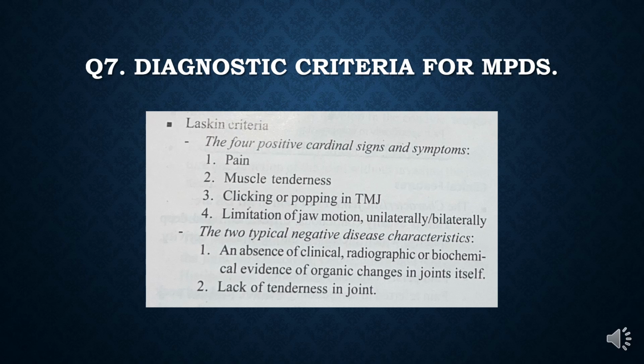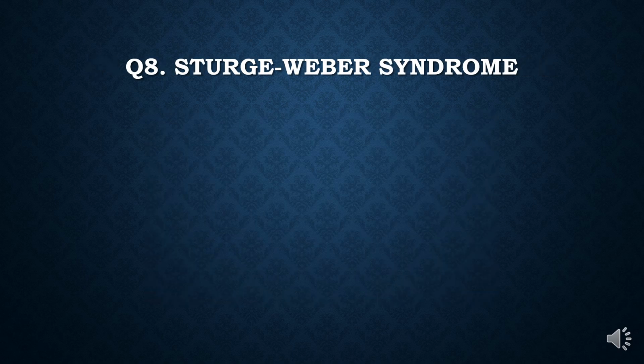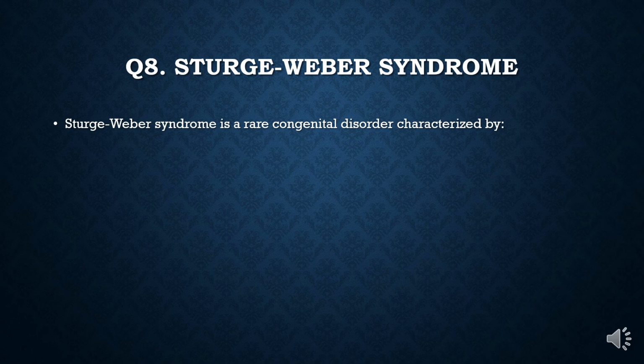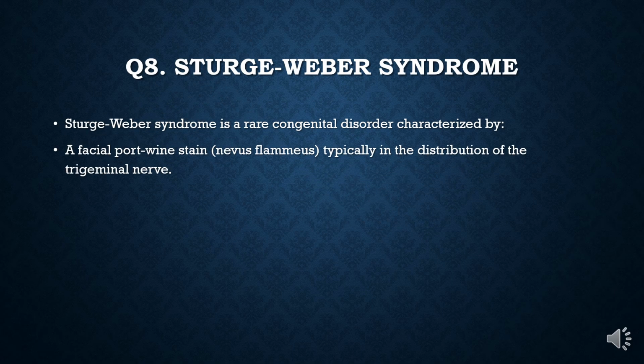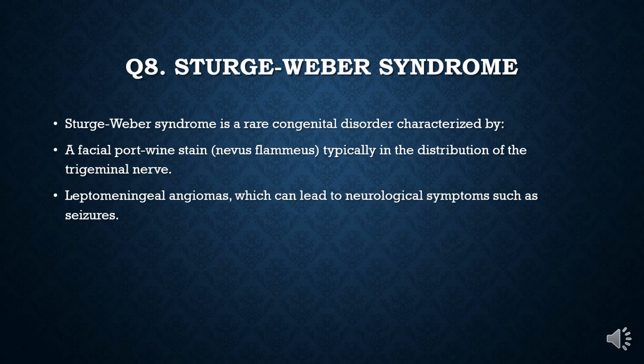TMJ region. Number 8 is Sturge-Weber syndrome. It is a rare congenital disorder characterized by a facial port wine stain, typically in the distribution of the trigeminal nerve, leptomeningeal angiomas, which can lead to neurological symptoms such as seizures, and glaucoma, which can affect vision.